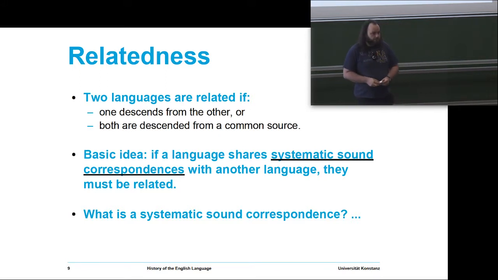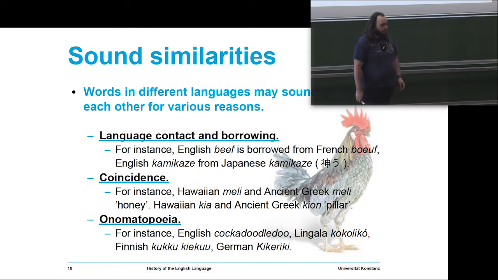Obviously, when I talk about relatedness, I talk about it in exactly the same sense as I would talk about it with people. So two languages are related if one of them is descended from the other or if both descended from a common source. So that's not controversial, but the basic idea in languages is that if they share systematic sound correspondences, they have to be related. And now, I will have to define for you what I mean by systematic sound correspondences.